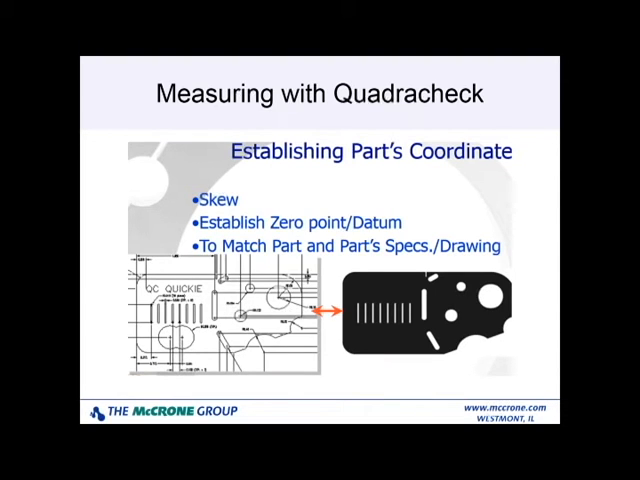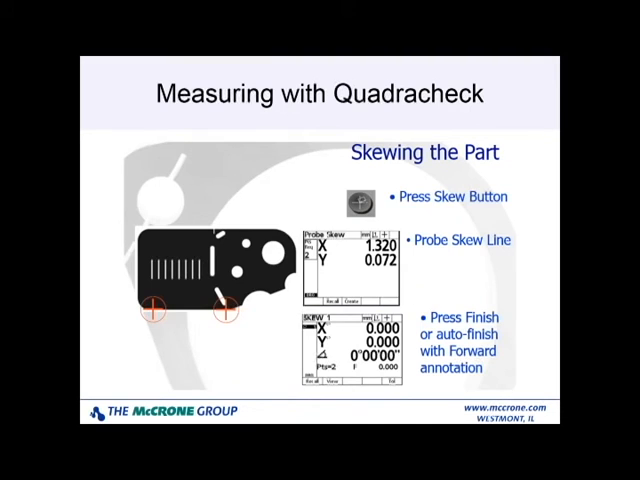In order to measure a part, you want to start by establishing the part position on the stage. You'll skew the part, you'll establish the 0 point or the datum, and then you'll measure the feature. In order to skew the part, you will measure or probe on this part, for instance, this bottom line, and this will allow you to set the x-axis of the part to the x-axis of the stage.